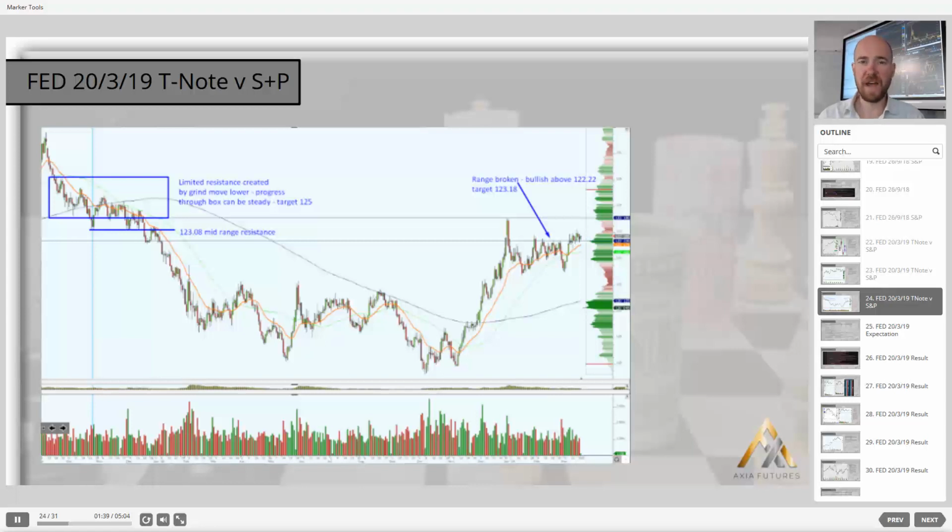So from then, what we need to be considering is what hurdles do we actually have to the upside? And as you can see, very, very limited. There aren't any levels that were traded in the entirety of 2018 to the upside from here. So going back to the end of 2017, what we have got is 123.08. That's a mid-range little bit of resistance. So that's going to be one area to be watching out for.